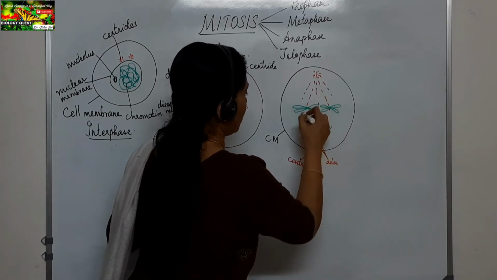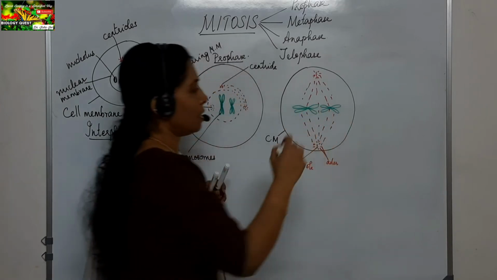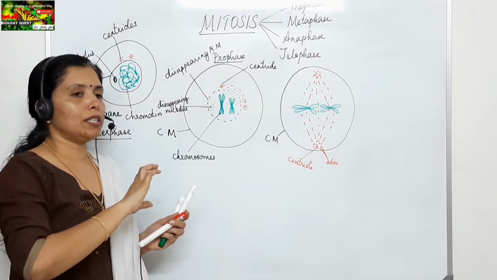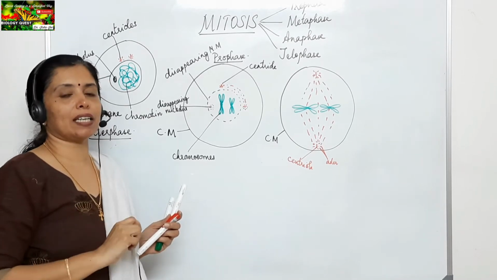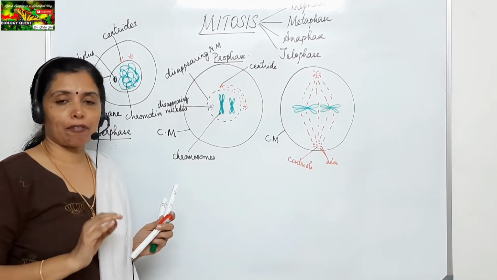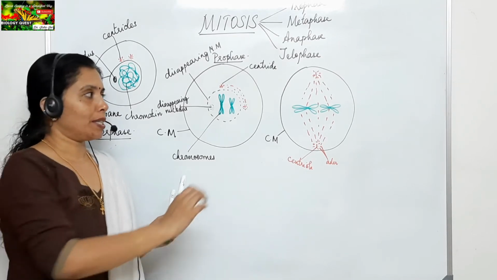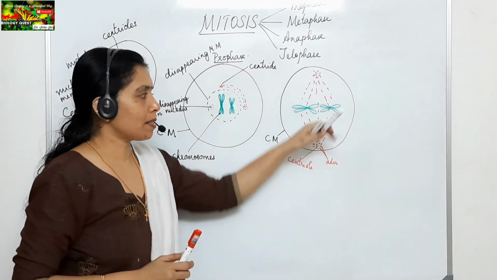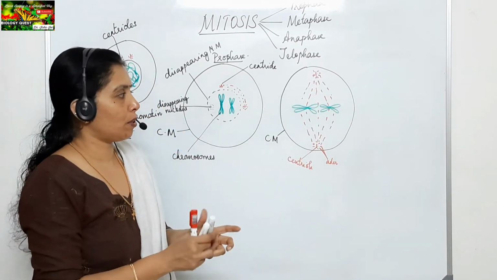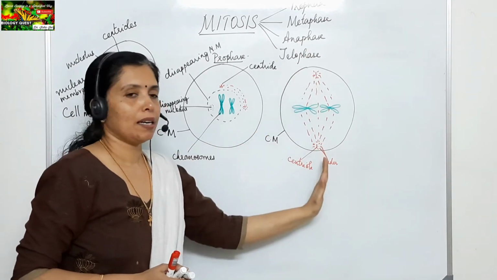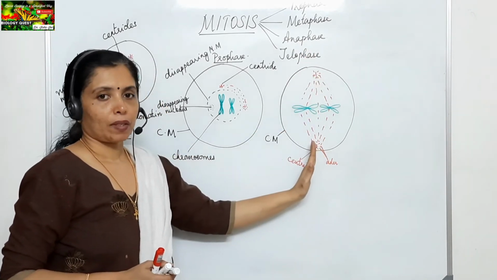So, spindle fibers get attached to the centromere and the chromosomes get pulled or arranged at the equatorial plane of the cell to form the metaphase plate. So, that is the metaphase plate. If these are the poles, this will be the equator. If for a particular cell these two are the poles, then the equator will be in this plane.